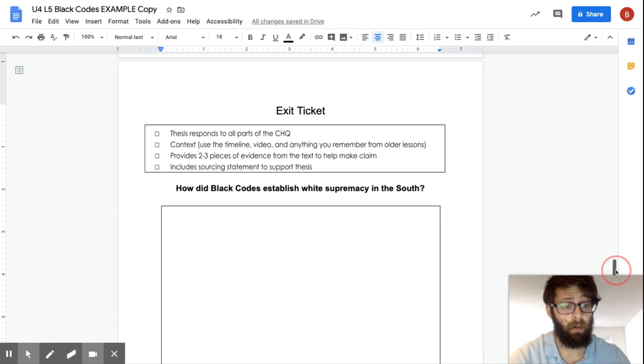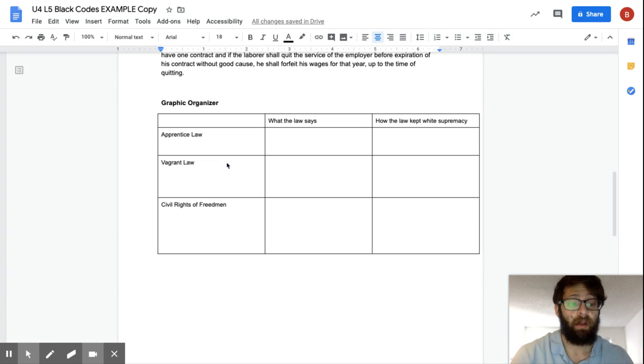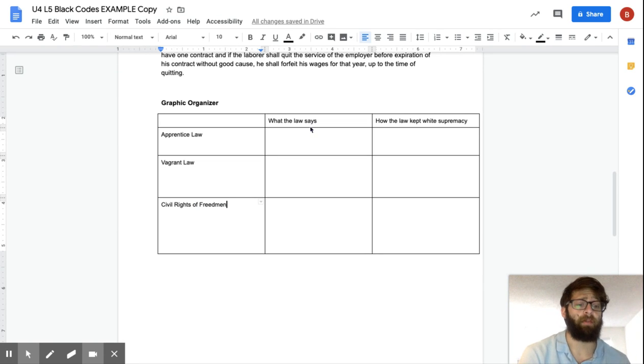So as we look forward, or backward rather, we can see that we have a graphic organizer to help us. I like to work this way so that we can kind of just know what we're looking for instead of read through and then be left wondering, like, why did I do all that? We have three different parts to look at: the apprentice law, the vagrant law, and the civil rights of freedmen. Coupled with that, you see that there are two columns to help us out.